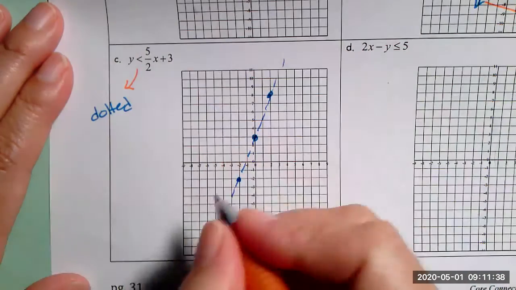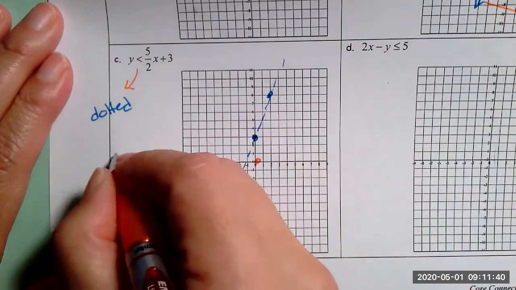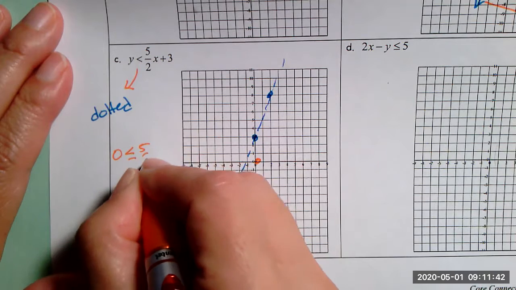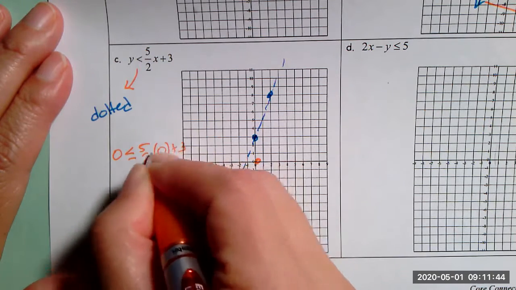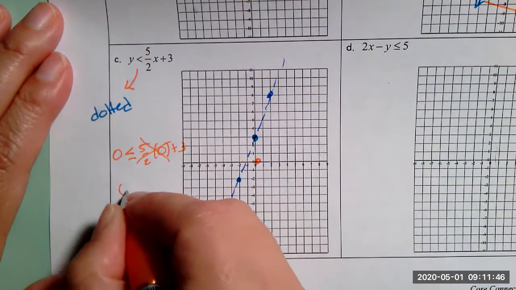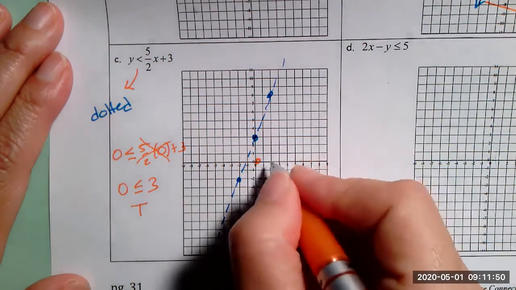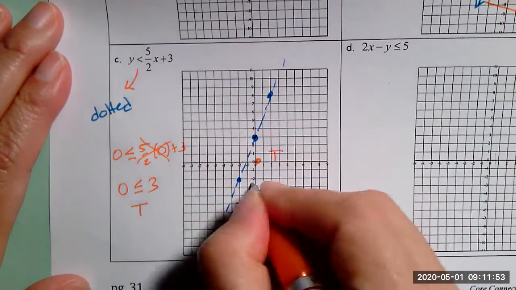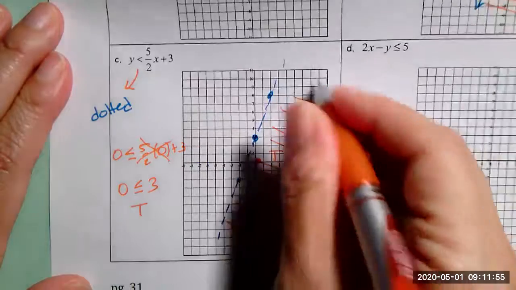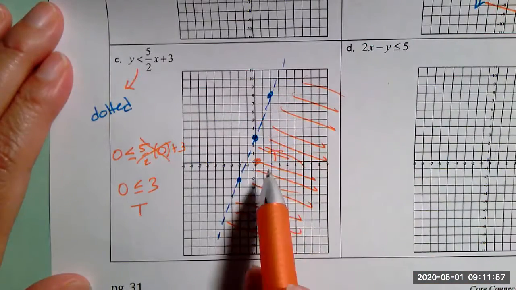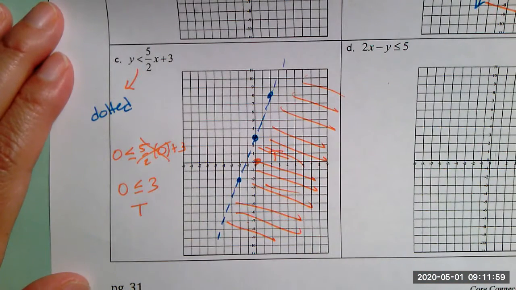Again, I'm going to test a point. I'm going to test 0, 0. And you can kind of see why 0 is nice. 0 kind of gets rid of that pretty quickly. So 0 less than 3, that's true. Would have been nice if one of them were false. That way you could see I would shade the other side, but I think you can get it.